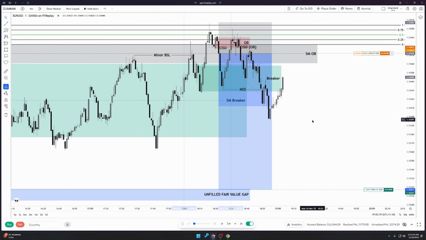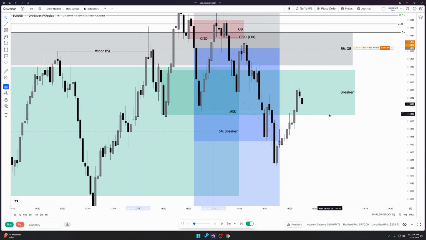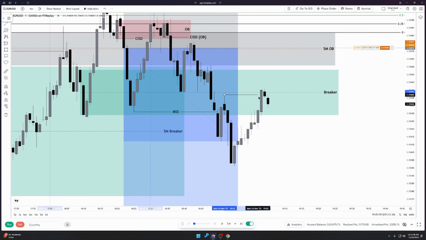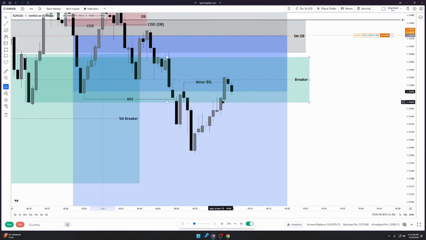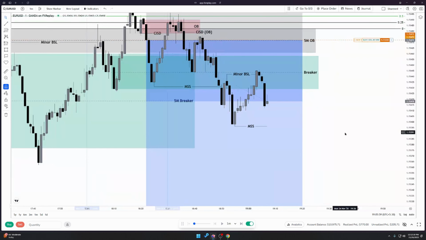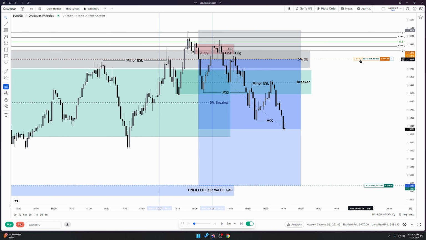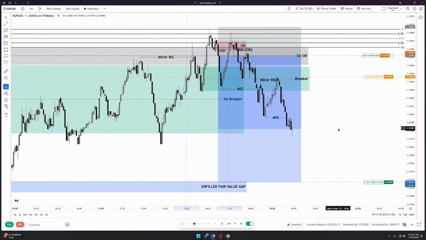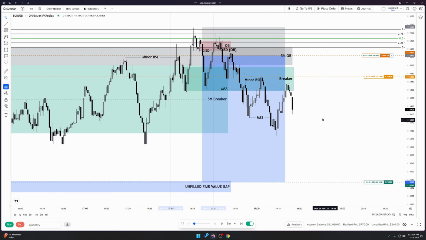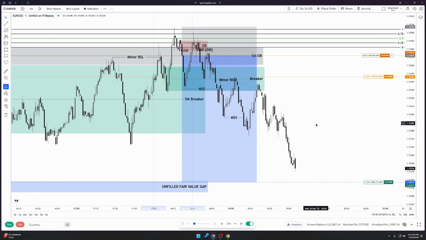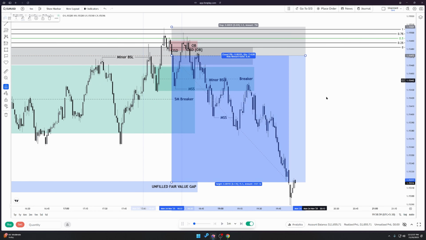Price retraces into the breaker block, specifically into its consequent encroachment, and sweeps a minor buy-side liquidity at the same time. That tells me to expect another market structure shift to the downside. We get that shift, so I move my stop to the most recent high formed after the sweep at the breaker. Price retraces to the breaker once more and then drives cleanly into our target.